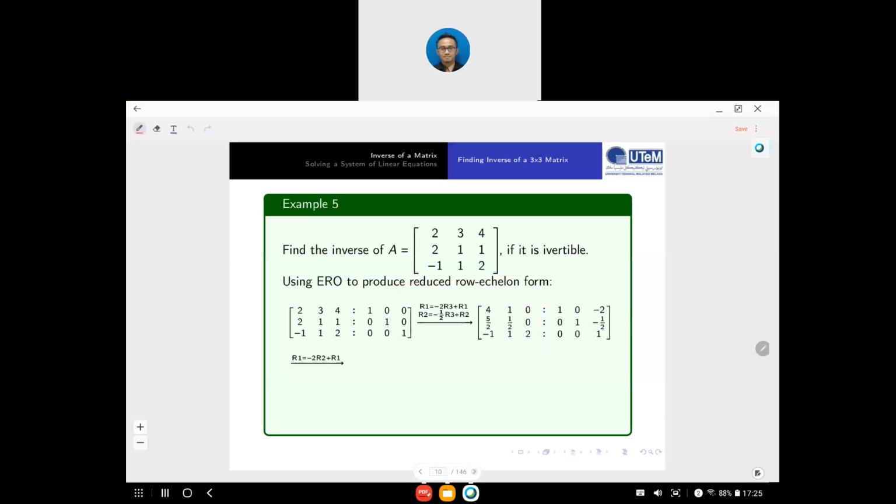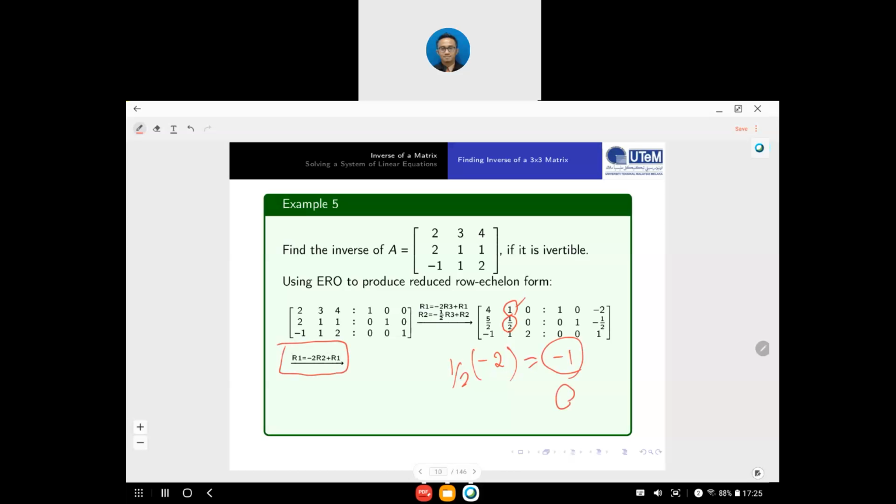Okay, row 2. In order to make this one 0, we know that using row 2, here is negative 1 over 2. How to simplify 1 over 2 to become 0? We know that 1 over 2 times negative 2 gives you negative 1. Negative 1 plus 1 becomes 0. So that's why we are using R1 equal to negative R2 plus R1.